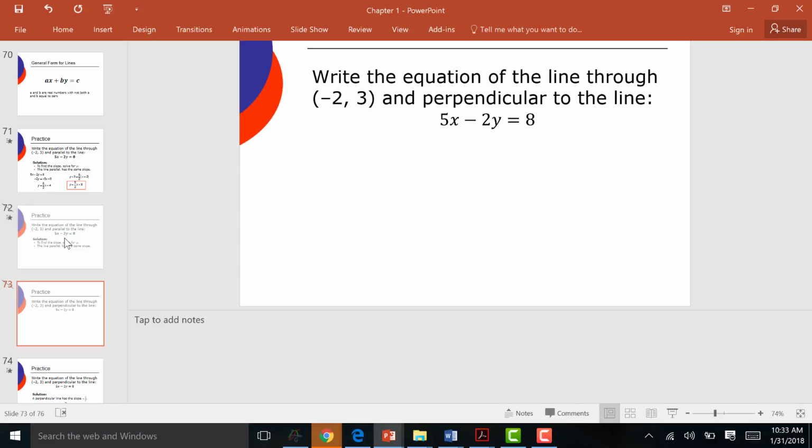What is negative 4 plus 15? 11. Alrighty, so now I've got 11 over 5, and that number goes here. So that's a positive 11 over 5, so that is your final answer. It's in y equals mx plus b form. The slope is negative 2 over 5, and the y-intercept is 11 over 5. Question?